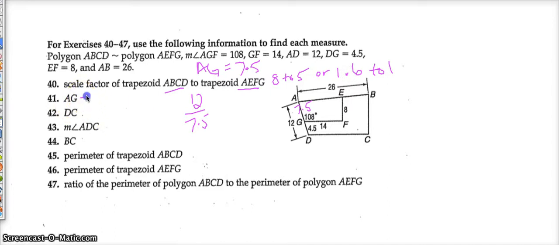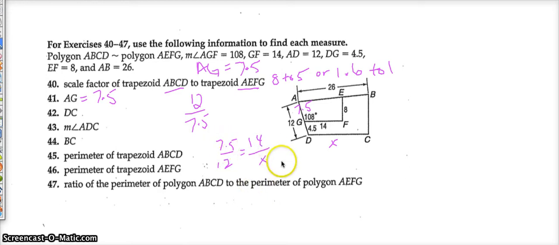Now they asked for the length of AG, which I just got, which was 7.5. Now they want the length of DC. DC is this side right over here, and you should recognize that DC corresponds to GF. There are several ways to do this. Remember, the goal is to be consistent. But I'm going to do 7.5 over 12, because I'm going to do small is to big as small is to, I'm going to call that guy X, as small is to big.